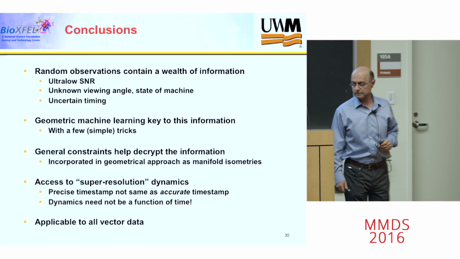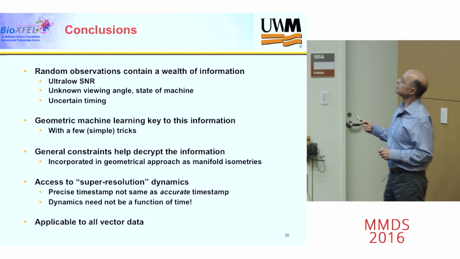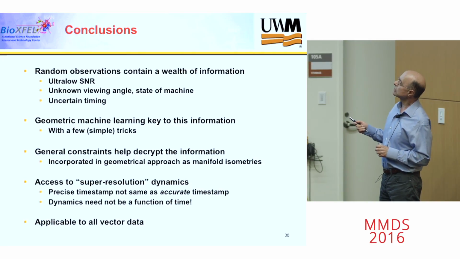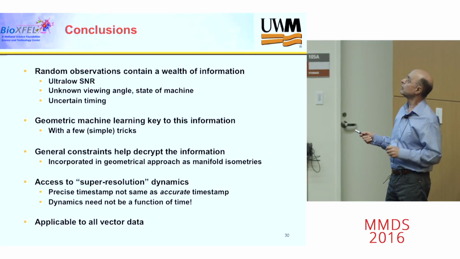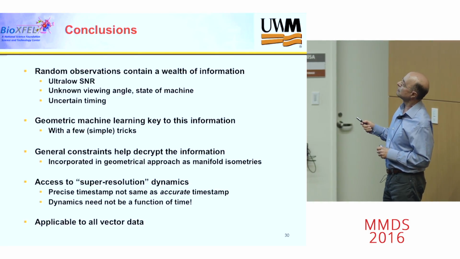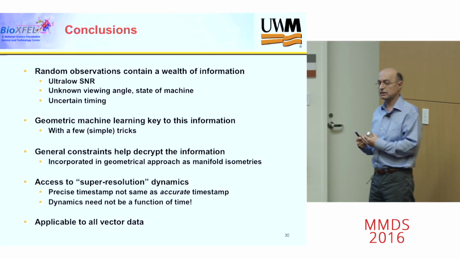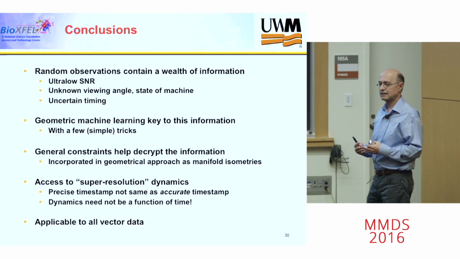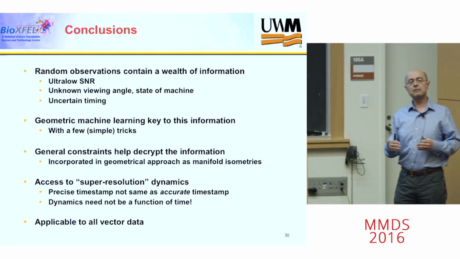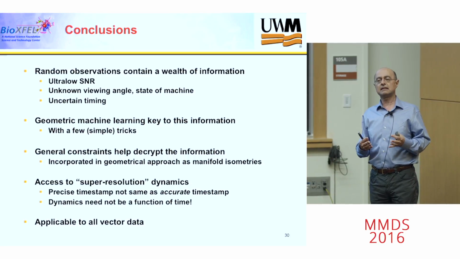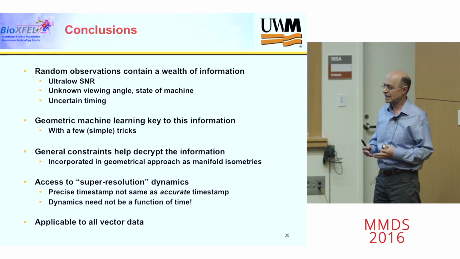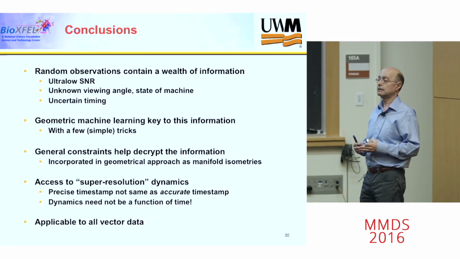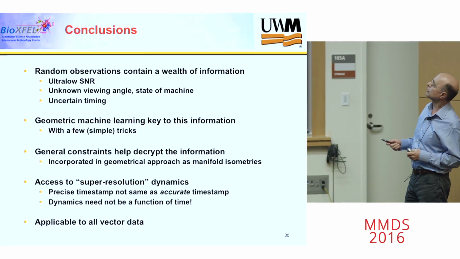So let me conclude. Random observations contain a wealth of information. However, they have ultra-low signal-to-noise ratio in many cases, although we may not be aware of that, and they often come from unknown states of the system we're interested in. And they have uncertain timing. Now, these are implicit in the data we get, even though they may not be explicit, in the sense that many dynamical data have intrinsic timing uncertainty. We're not aware of them. And many types of information have intrinsic noise, whether they're emails or snapshots of the ribosome.